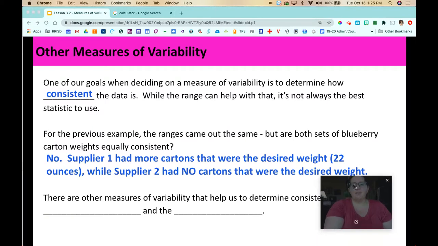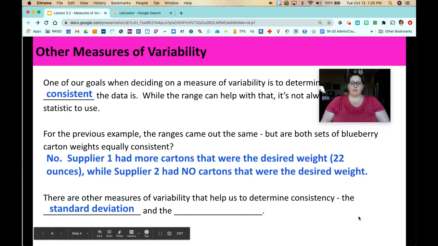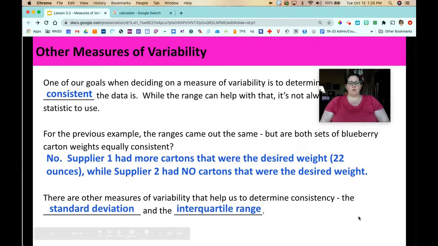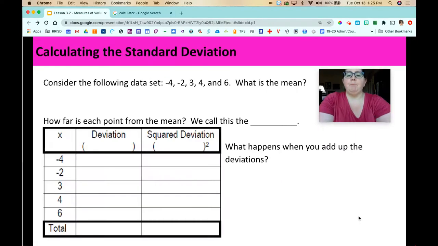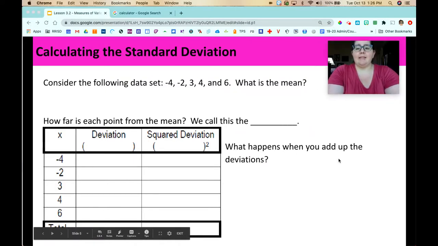So there are other measures of spread that we can use that are helpful in this regard. One of them is called the standard deviation, which we're going to talk about in this lesson. And the other one is called the interquartile range, which is something we'll talk about in the next lesson that we do next week. So we're going to go ahead and calculate a standard deviation.